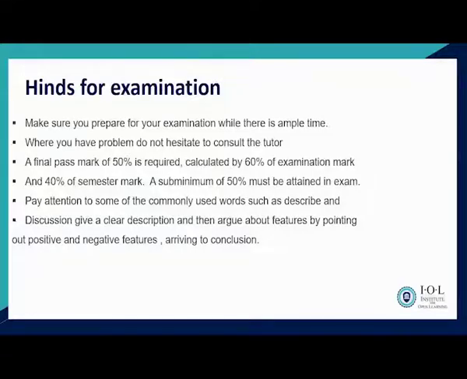A final pass mark of 50% is required in this course, which is calculated on 60% examination and 40% CA marks. And a sub-minimum of 50 must be obtained in the examination to pass. In most cases, especially for those who have failed before, when you see your result showing sub-minimum not achieved, that means you never reached this 50% that we are talking about. So you must be able to obtain 50% in the examination for you to be declared as having passed.